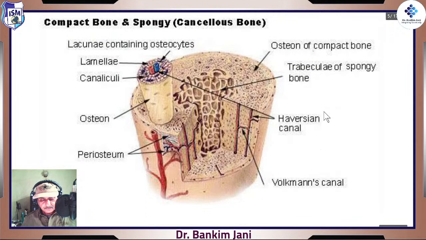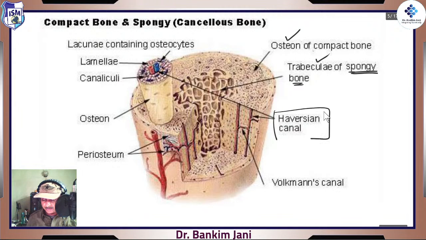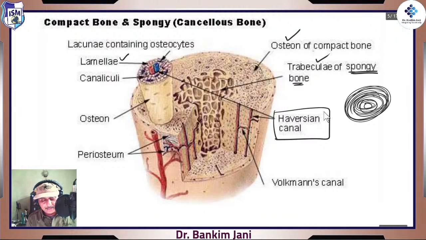Here it is. First things first, I will check every point. This is what is called the osteon of compact bone, right? And in between, in the central part, there is spongy bone. In spongy bone there is an irregular pattern, called trabeculae. Then for this compact bone, we have the Haversian canal. This Haversian system is round, this type of structure, in which there would be lamellae. Lamellae means layers, and they consist of osteocytes, right?